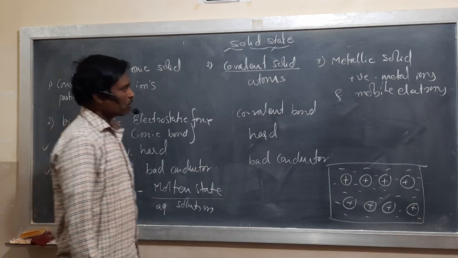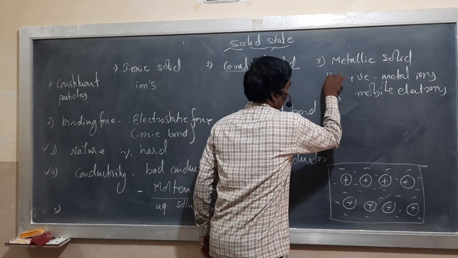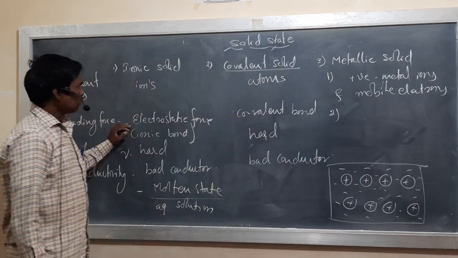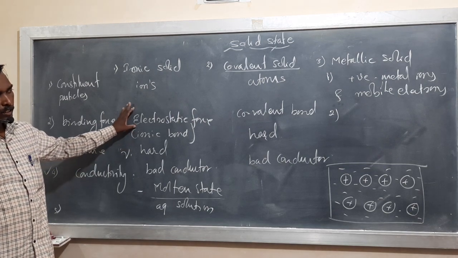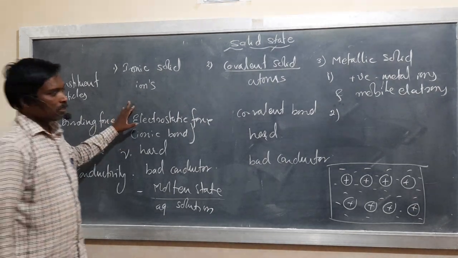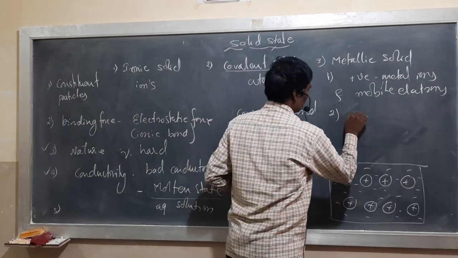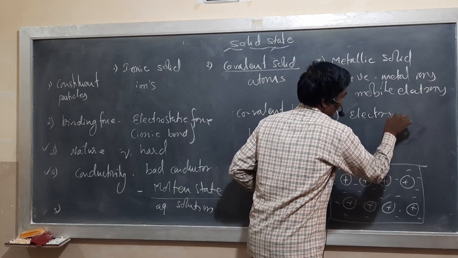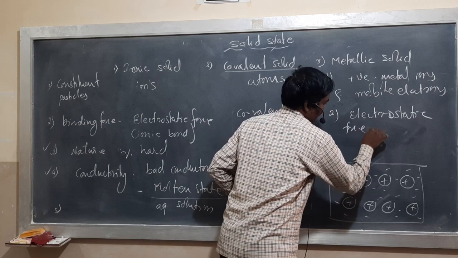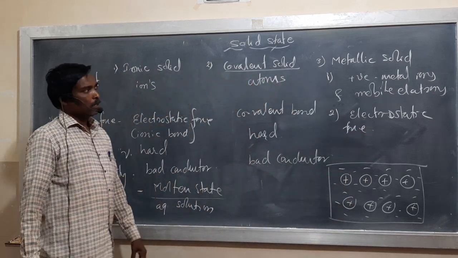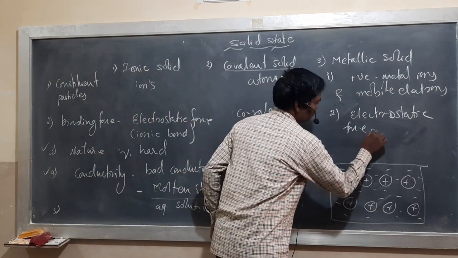And the binding force is the same as what we observe in ionic solids. There is an electrostatic force of attraction between oppositely charged ions. There is a force of attraction between the positive ions and mobile electrons. So here also the binding force is an electrostatic force of attraction, which forms a metallic bond. In ionic solids it forms an ionic bond, and here it forms a metallic bond.